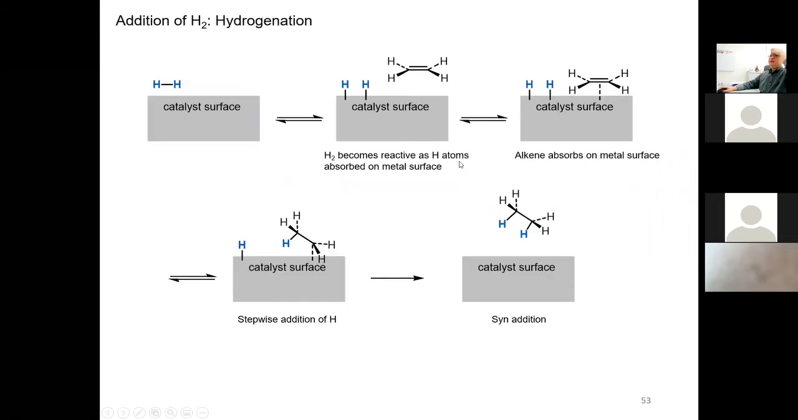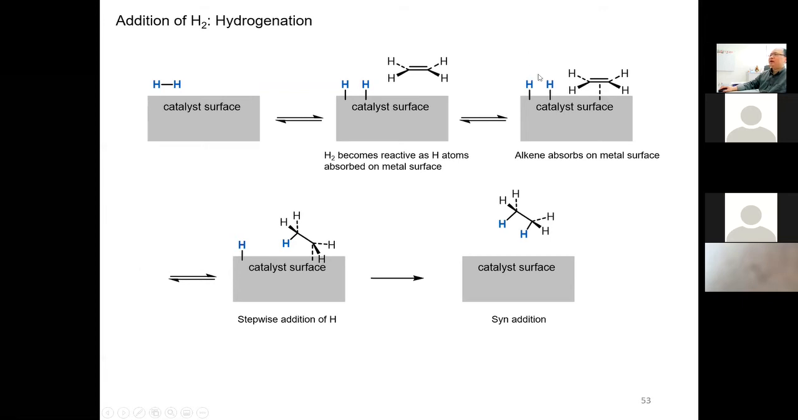All right, so what's the mechanism? As I said, it's a heterogeneous catalyst, so basically it's a surface of carbon with palladium. If the hydrogen approaches the catalytic surface, it becomes more reactive as each atom is absorbed on the metal surface. You can see this H-H bond is broken, and now they are very active hydrogen atoms. Then the olefin, the alkene, can also approach the catalyst surface, and it will also be activated.